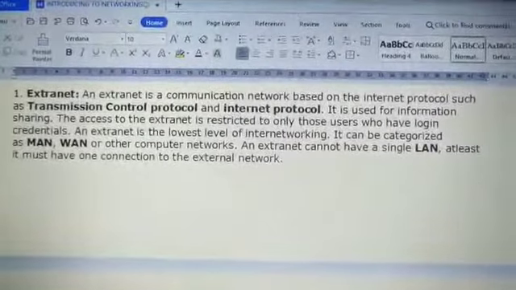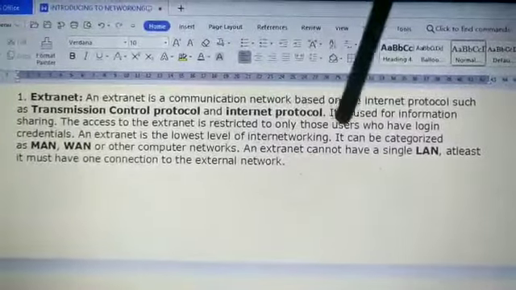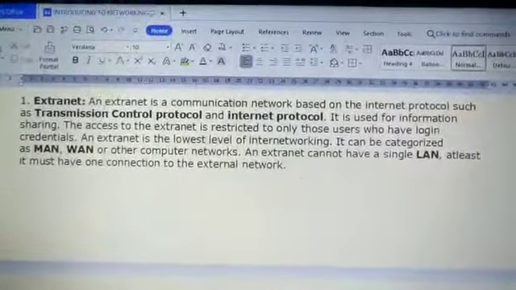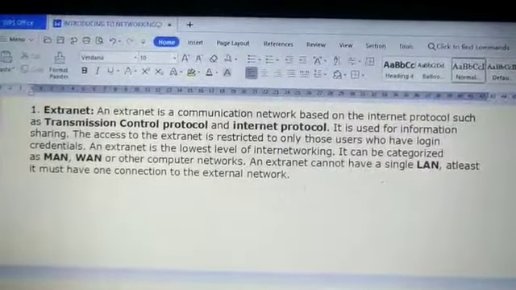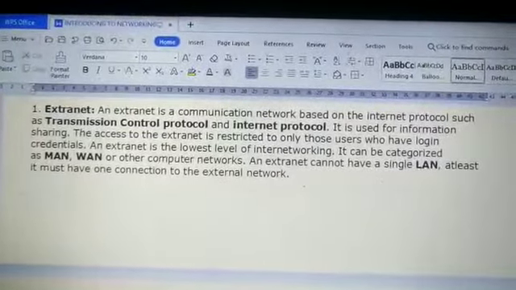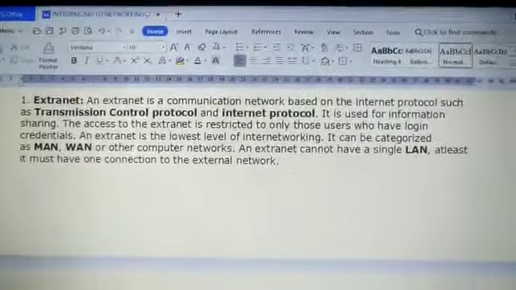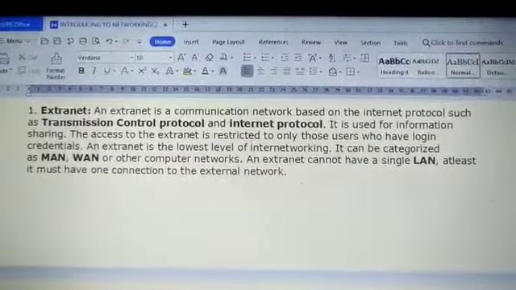When we access or share information, we follow this TCP/IP protocol. Access to the extranet is restricted to only those users who have login credentials. It is a more secure protocol. If you try to access it, you have to have a username and password. Then only you have the access privilege. Otherwise, you are not able to access it.